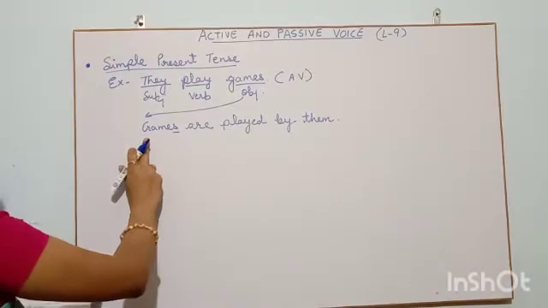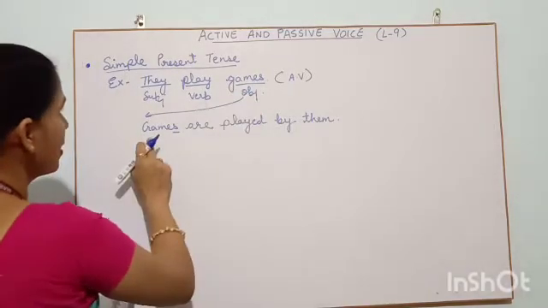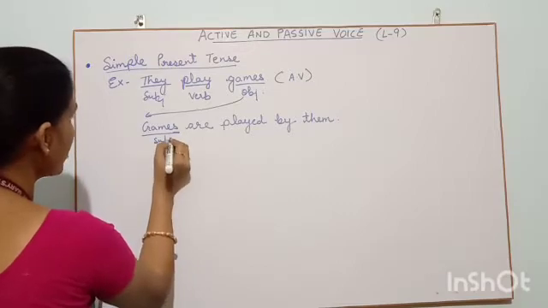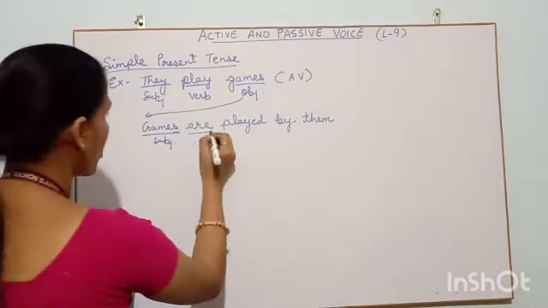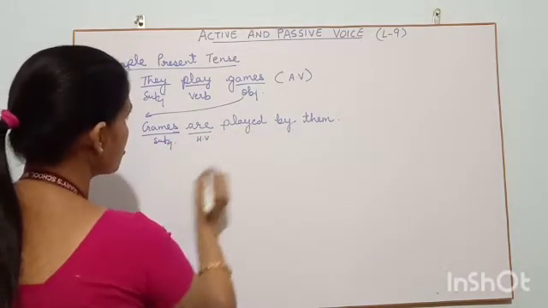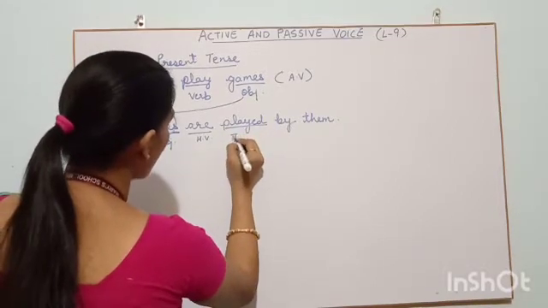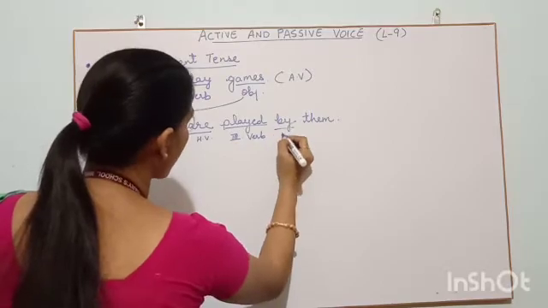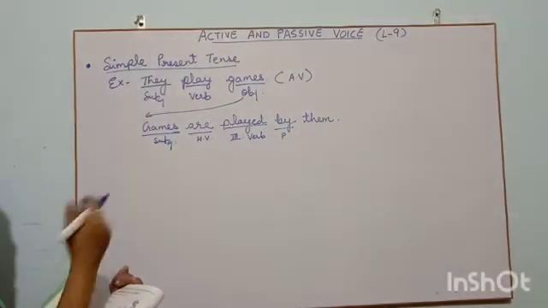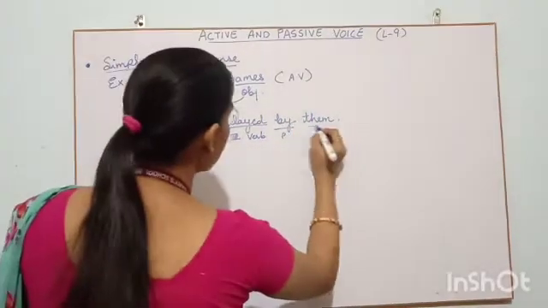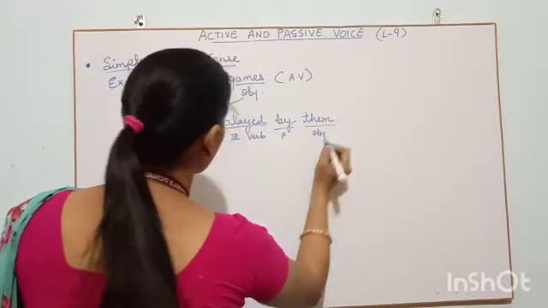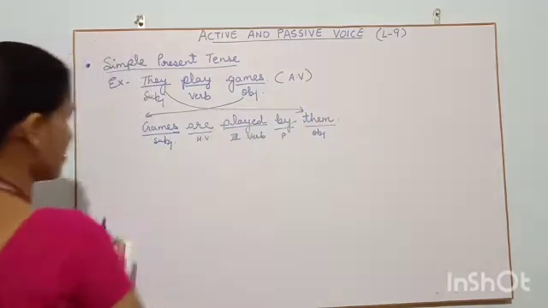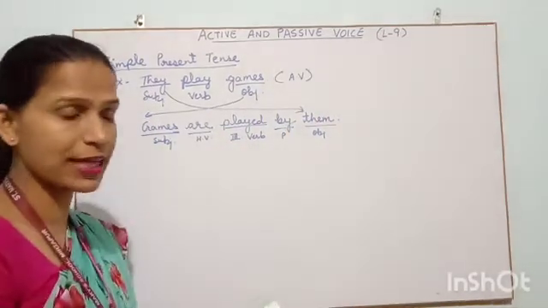So see how beautifully it has changed. Games, earlier your object, is now your subject. Are is your helping verb which is used. Then this is your third form of the verb. By is your preposition, which I have told you we generally use. Them is your object now, which earlier was your subject. Can you see how the thing changes?